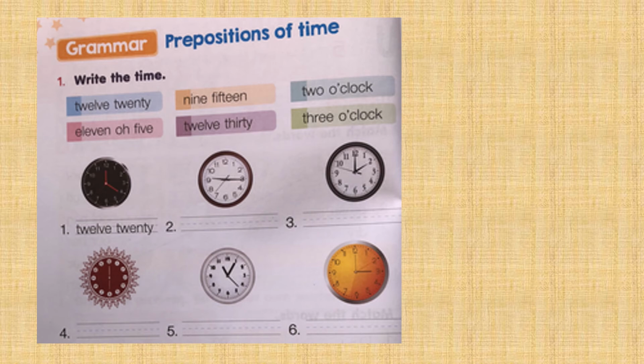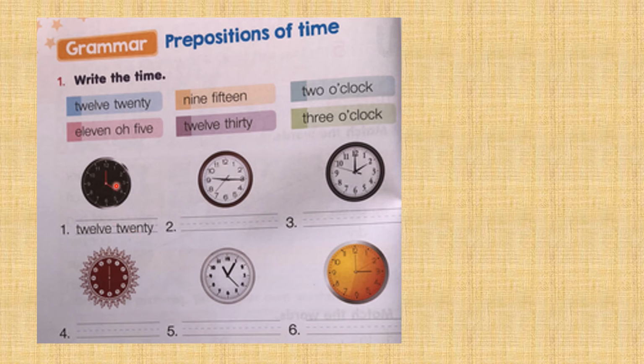Okay, next page is on our workbook, page 28. So we have preposition of time. When we say preposition of time, that means the preposition that we are going to use is at. Okay, so we have here number 1 activity, write the time: 12:20, 9:15, 2 o'clock, 11:05, 12:30, 3 o'clock.